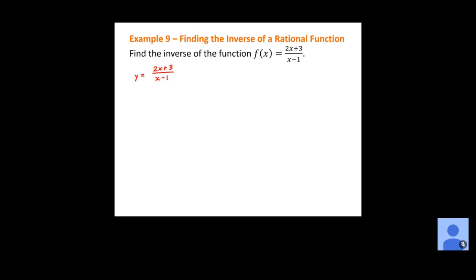Now notice this time we've got two x's on the right-hand side. Both of those x's have to turn into y's. So this is going to become x equals 2y plus 3 over y minus 1. So every single x has to become a y in that case. All right, so now what do you think we're going to do next?